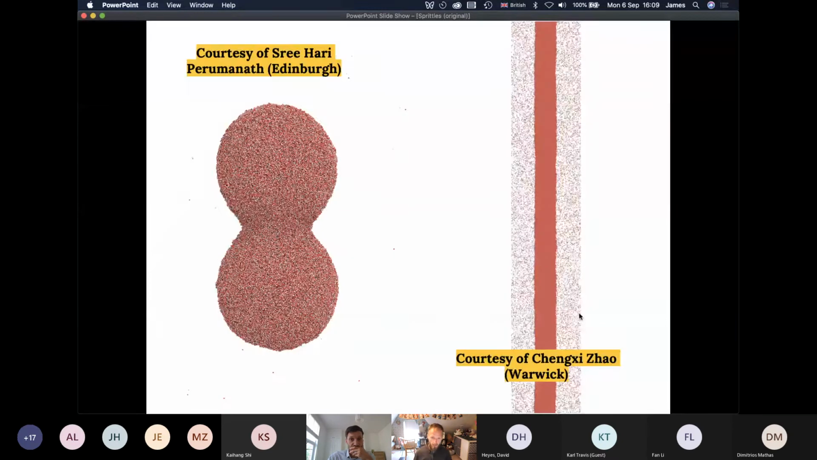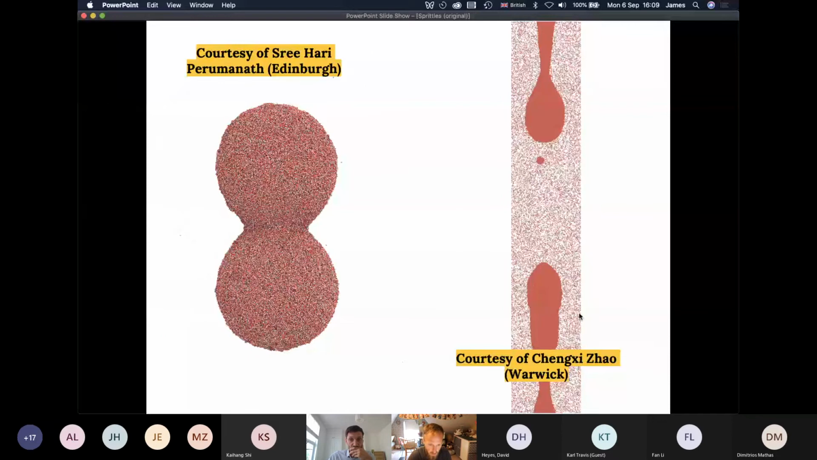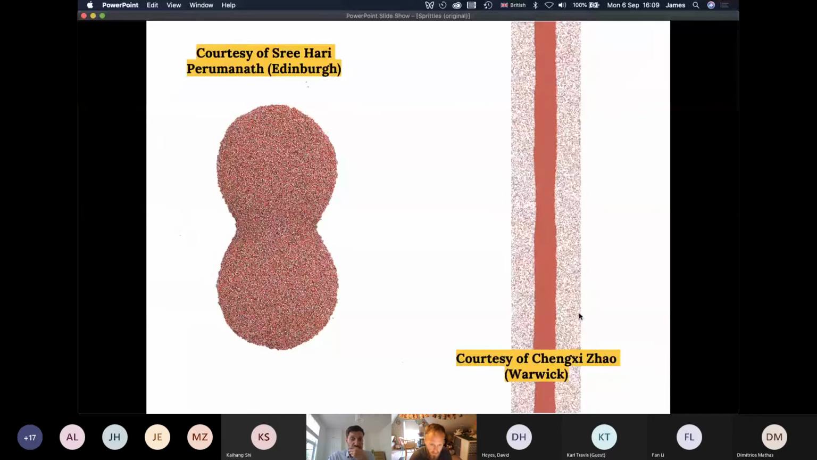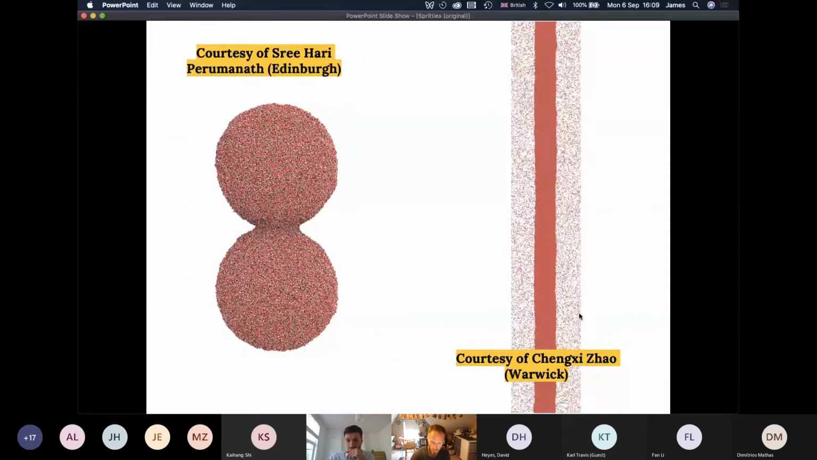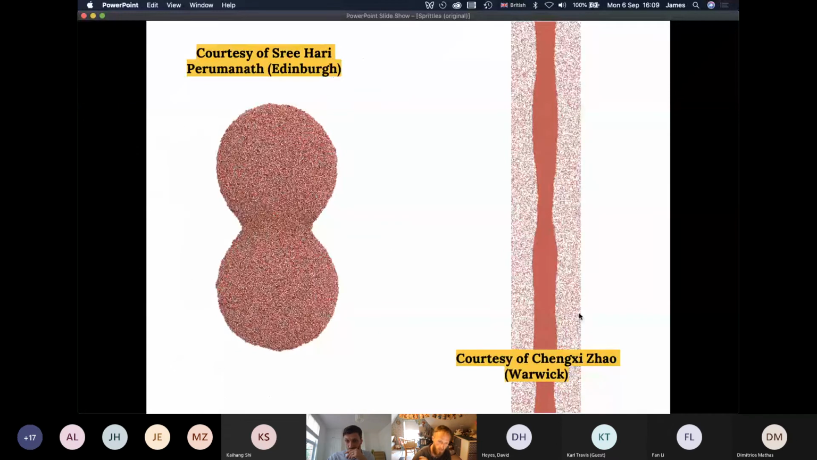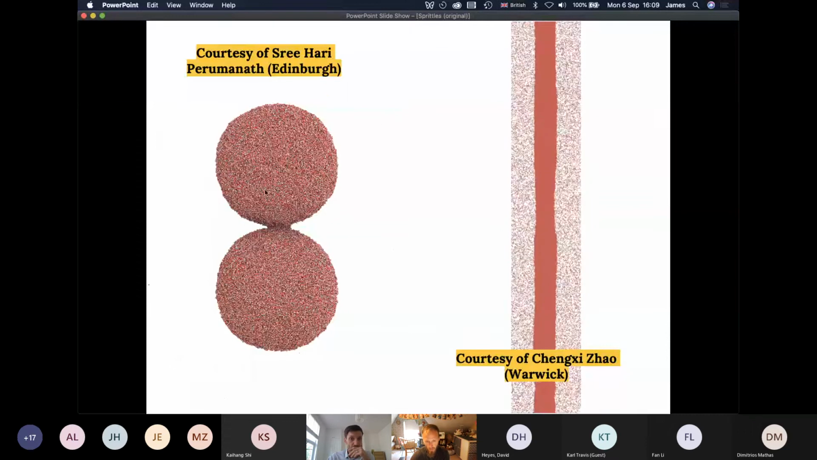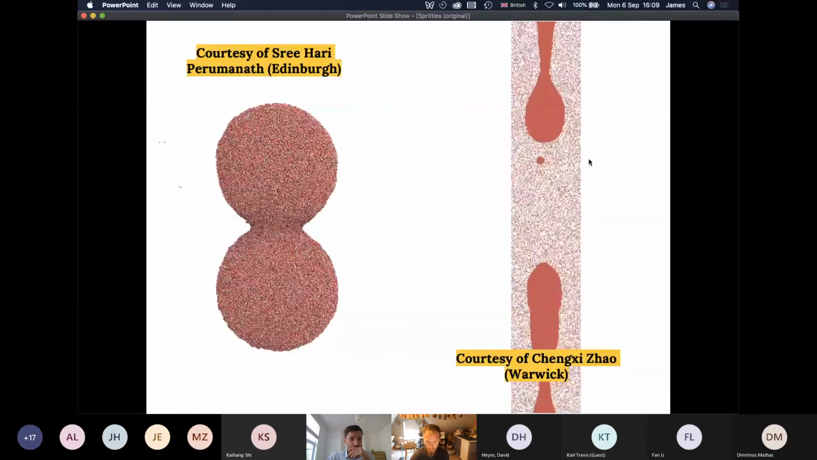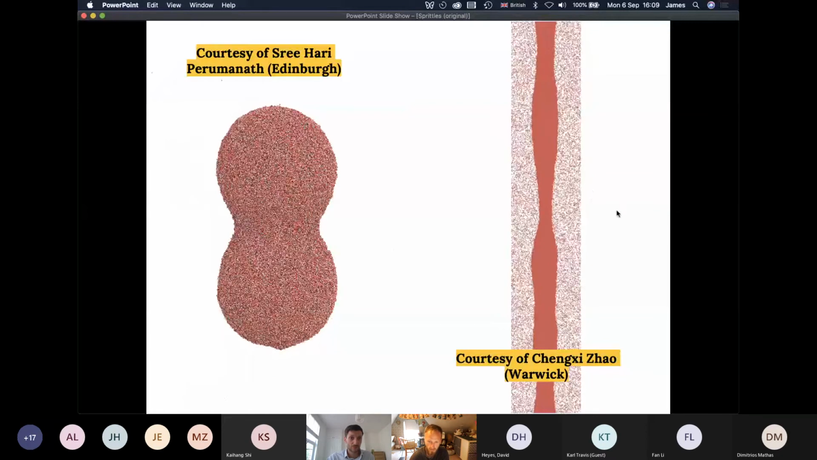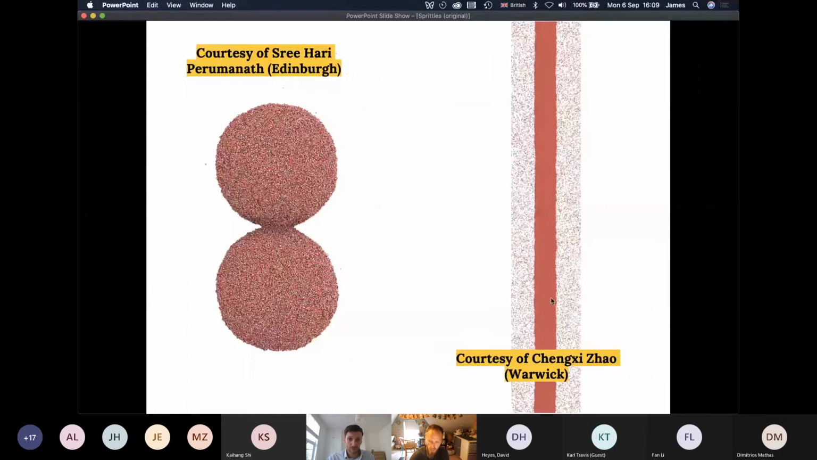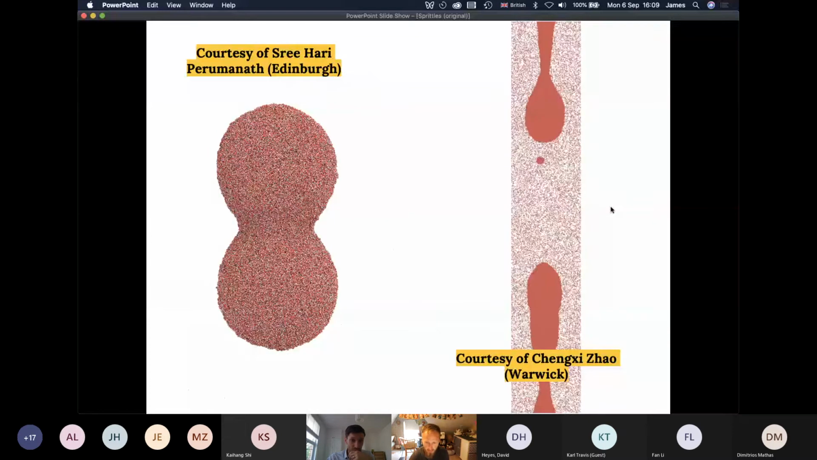Okay, so all of this started with two PhD projects, I guess around 5 years ago now. There was Sri Hari in Edinburgh, who was working with Matthew and Jason at the time, and then Chengxi in Warwick. The idea was that they would look at these two canonical problems of drops coalescing and jets breaking up. My hope was that they would find something interesting about the singularities which occur in the classical equations. But as you'll see, we ended up doing something completely different.